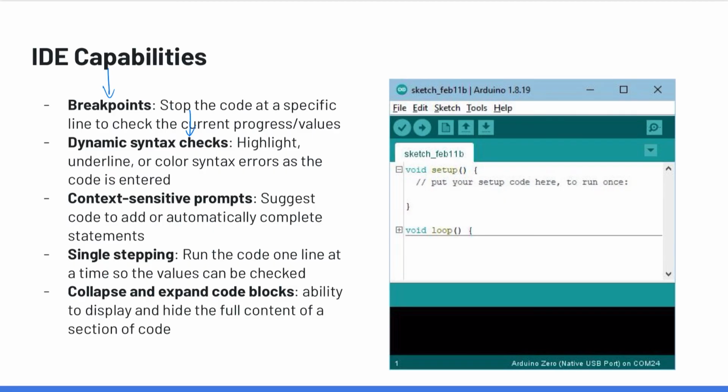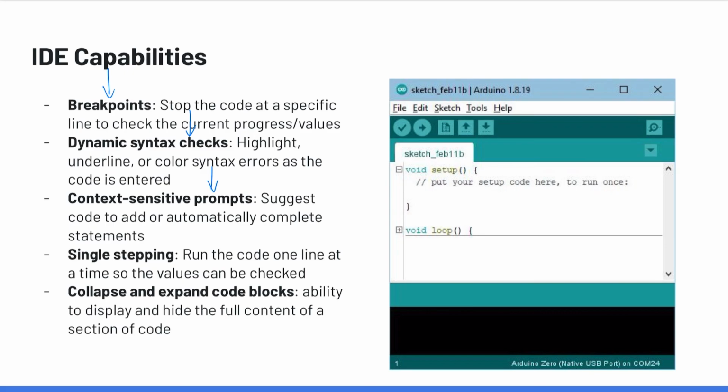Next, we have dynamic syntax checks. And these will basically, if you've ever used an IDE, when you're writing some code that's incorrect, you may see a red line underneath it because it doesn't follow the rules of a given computer program. That's going to be an example of dynamic syntax checks. As you're writing code, it's going to indicate when there are errors in your code.